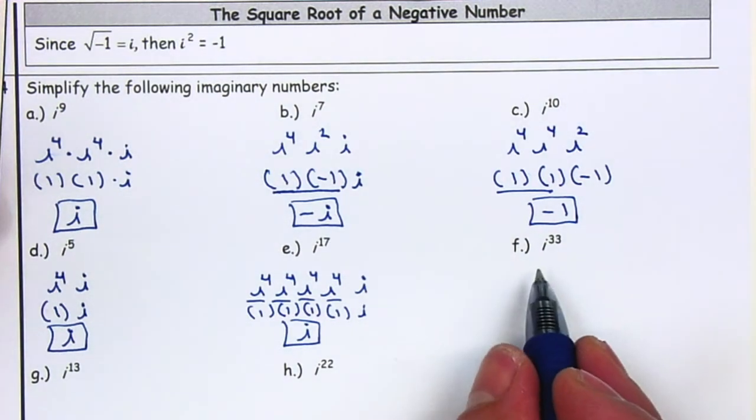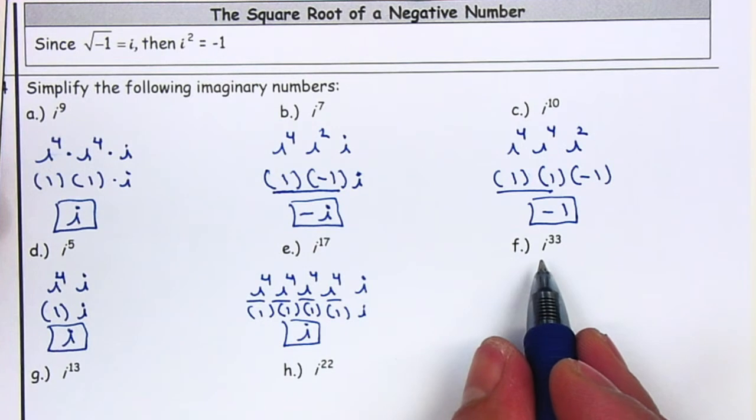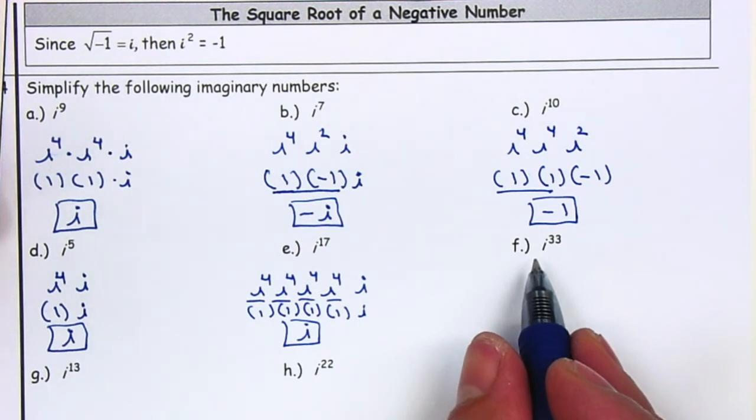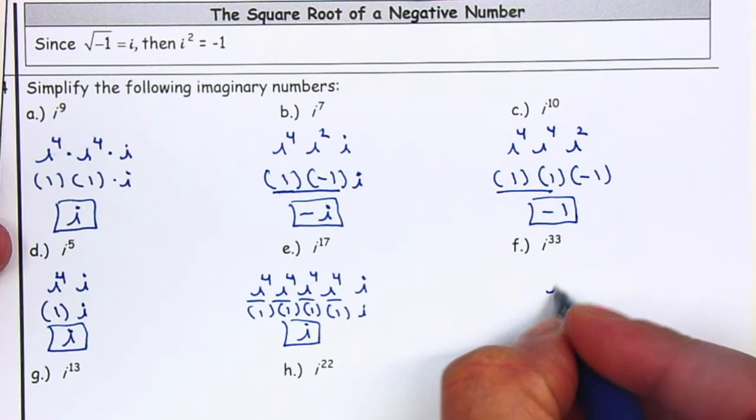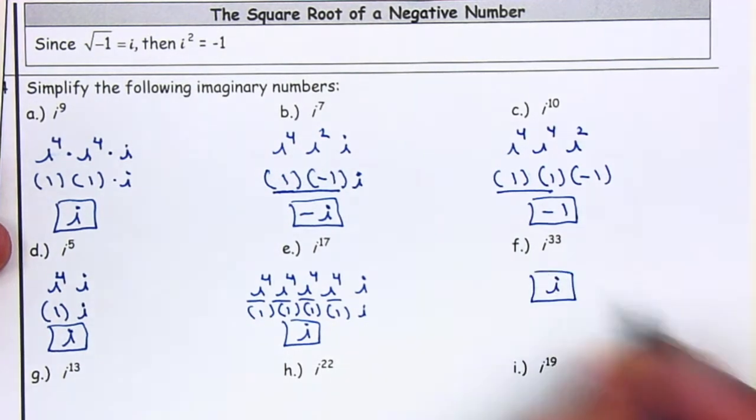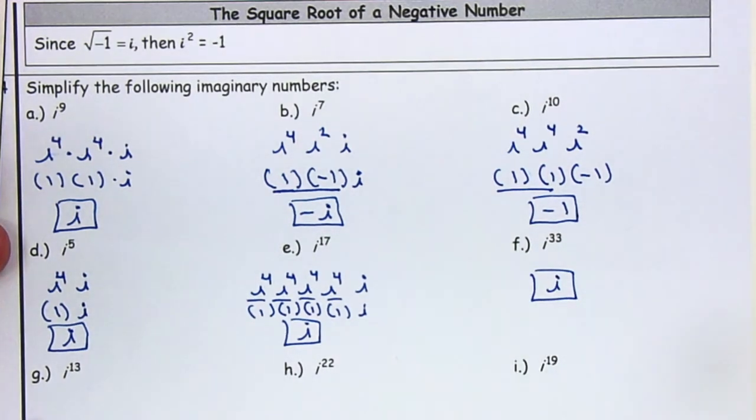Now, letter F. How many i to the 4th are in here? 8. How many are left? 1. Right? 4 times 8 is 32, so I have 1 i left. And that'll be my answer. Go and try letter G, H, and I, and we can check our work. Go and pause it.